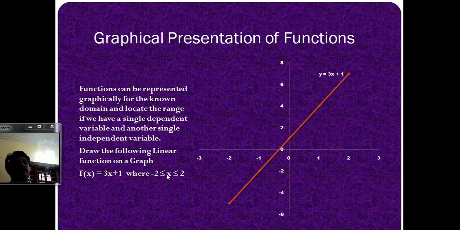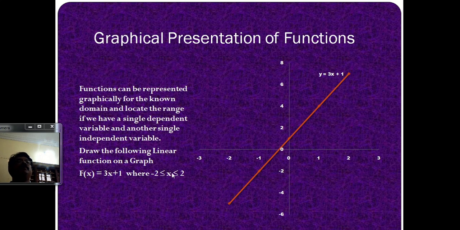Then when x is equal to 0, another value within this range is 0. So substitute the 0 here. 3 into 0 becomes 0. Then plus 1 is equal to 1. So when x is equal to 0, this is the origin here. When x is equal to 0, y is equal to 1. So the point is here. x is equal to 0, y is equal to 1.